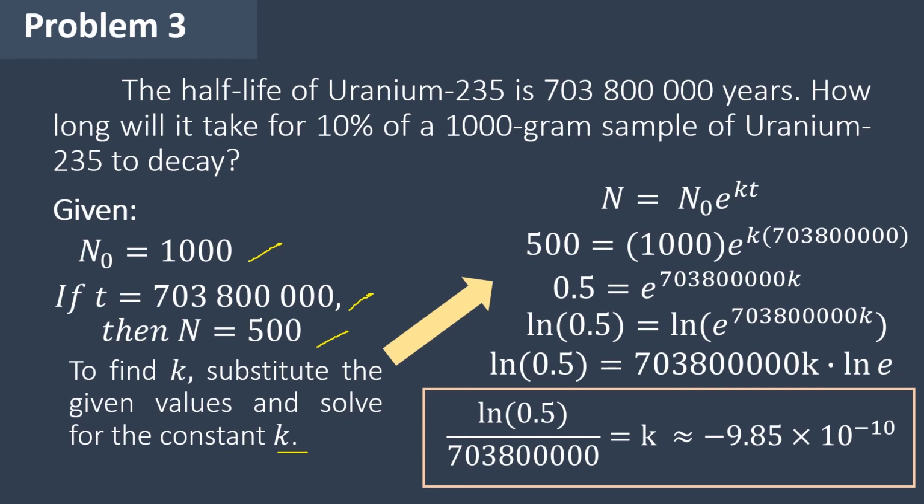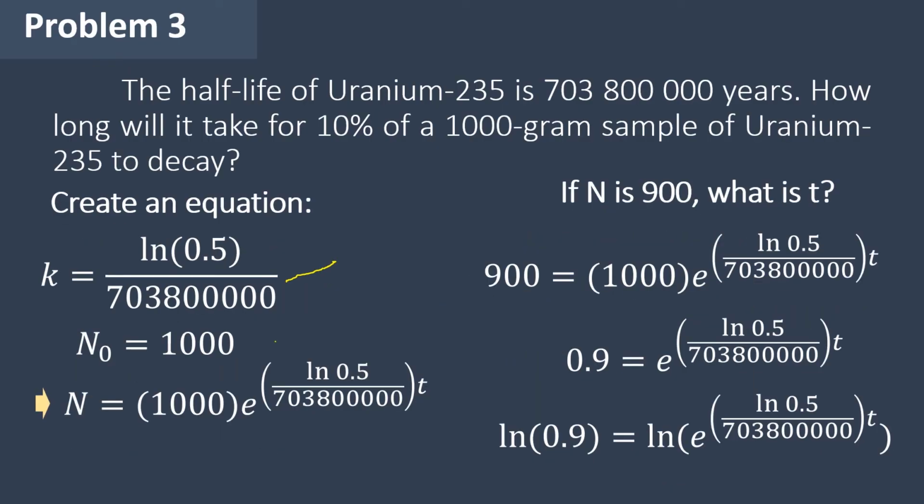Now we're going to solve for k. Substitute natin yung given and divide both sides by 1,000. So yung nasa left side becomes 0.5. Then performing the same process, we will come up with the value of k, which is equal to the natural logarithm of 0.5 over 703,800,000. So again, n sub 0 is equal to 1,000. So yung missing natin dito would be the value of t. We already have the value of k, yung e at saka yung initial.